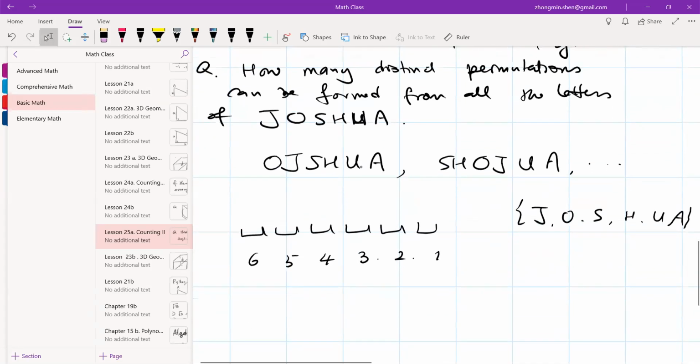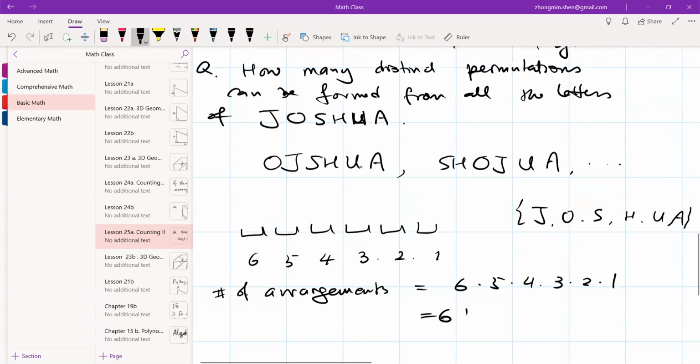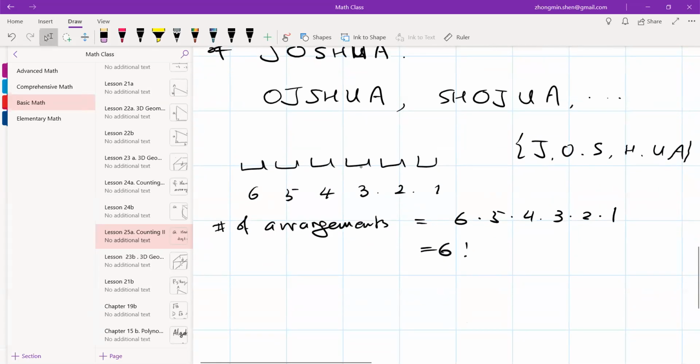So that's why the total number of different arrangements, the total number of different words they get, is going to be 6 times 5 times 4 times 3 times 2 times 1. So that's 6 factorial. Okay? Now let's do the next one.